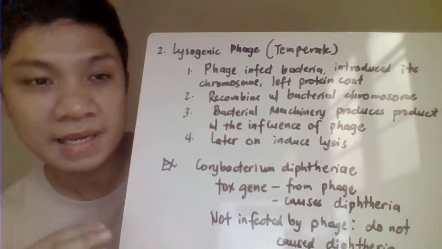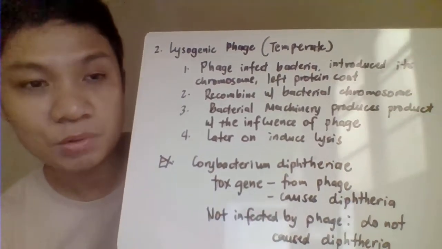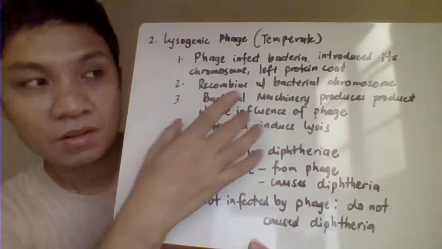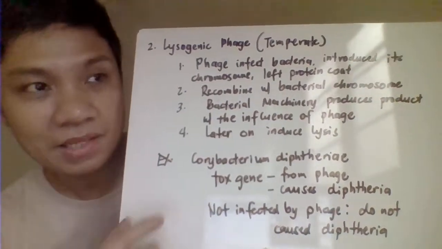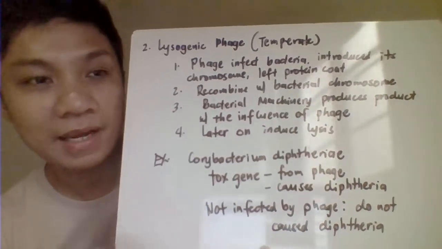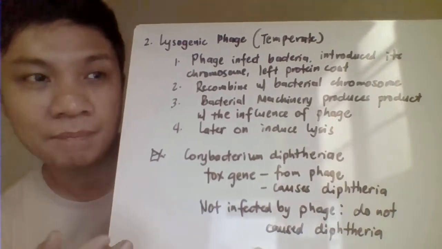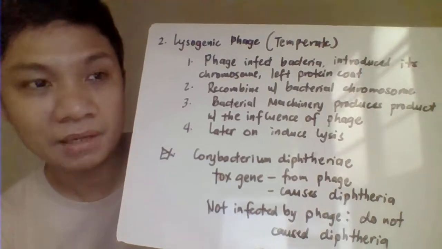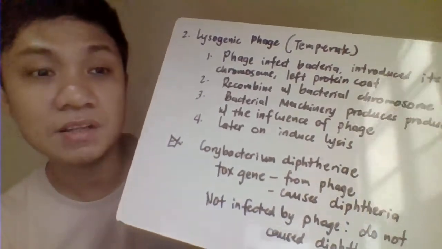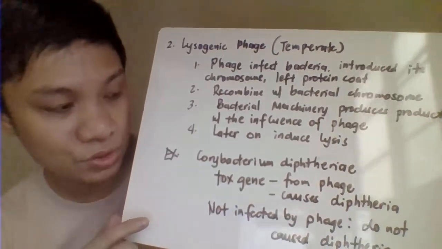Since the chromosome of the bacteriophage has been incorporated, the product that the bacteria will produce here would eventually be under the influence of your phage. Okay, but this one, unlike in your lytic, does not make its own accessory components, but rather lets the bacteria produce its own products, but then again, that's under the influence of that bacteriophage or that phage.